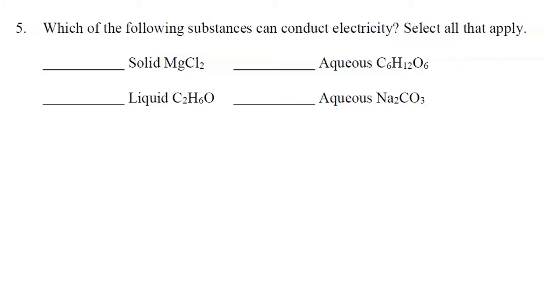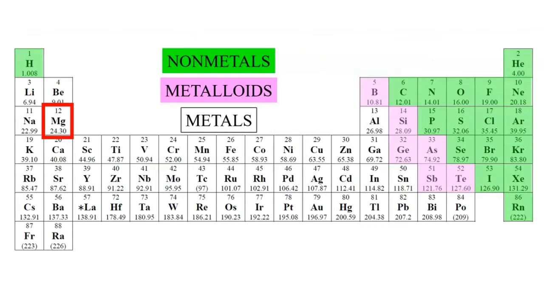Number 5. Which of the following substances can conduct electricity? Select all that apply. Well, we see various compounds. Let's take a look at whether these elements in the compounds are metals or nonmetals. So we see magnesium, chlorine, carbon, hydrogen, oxygen, sodium, and again, another example of carbon and oxygen. So magnesium is a metal, chlorine is a nonmetal, carbon, hydrogen, and oxygen are all nonmetals.